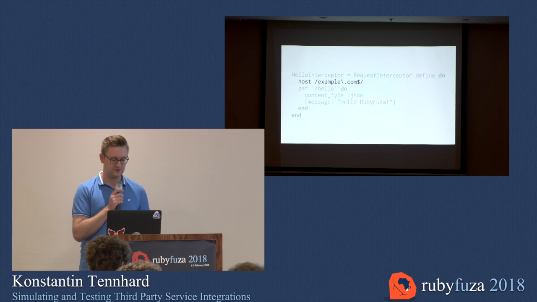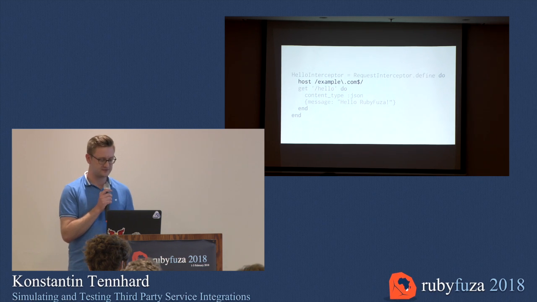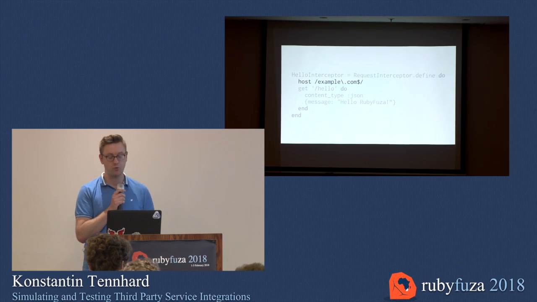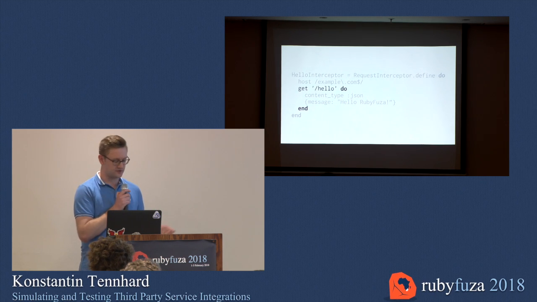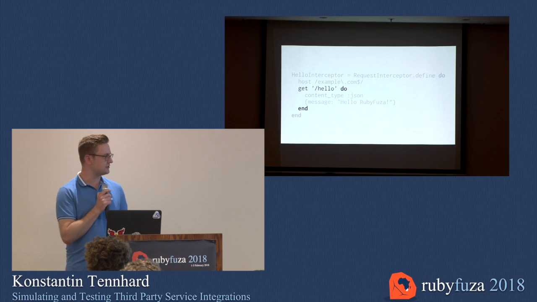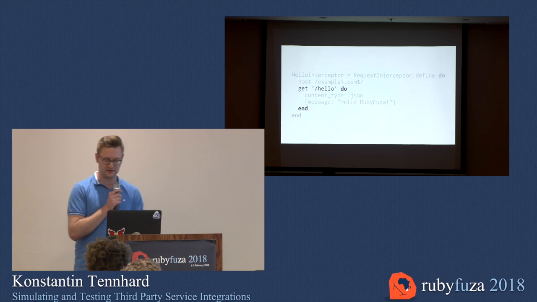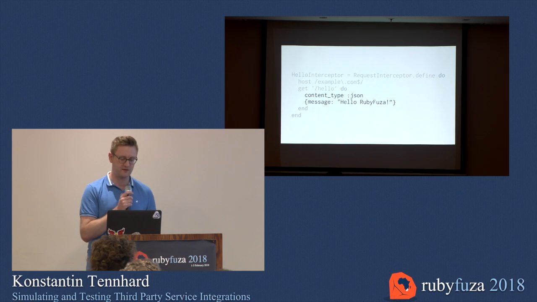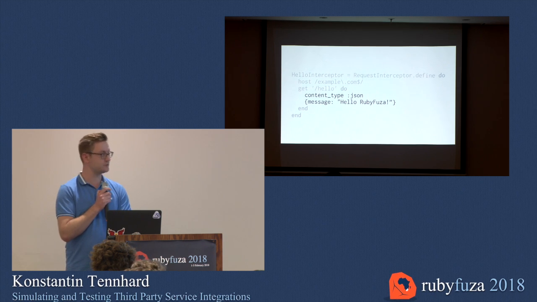In this example, we use the domain example.com, and the interceptor would intercept any request that comes to example.com or any of its subdomains. And then, using standard Sinatra syntax, we define an HTTP handler that responds to the /hello path if you send it a GET request. And this one is fairly simple. We set the content type to JSON and return an object that has one key value pair, with the key being message and the content being hello Rubyfuza.